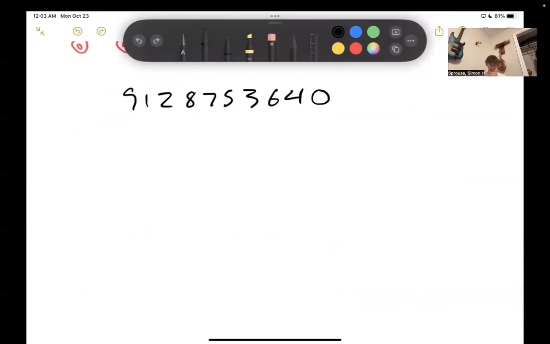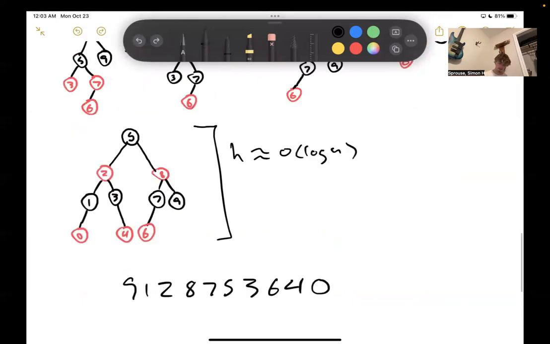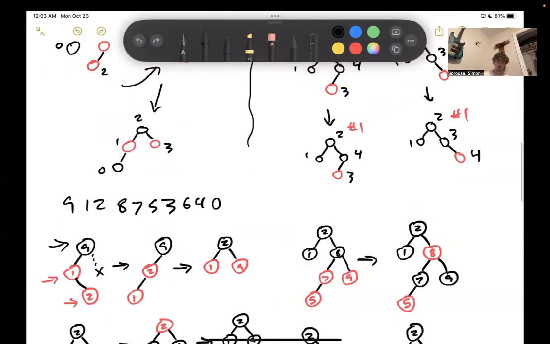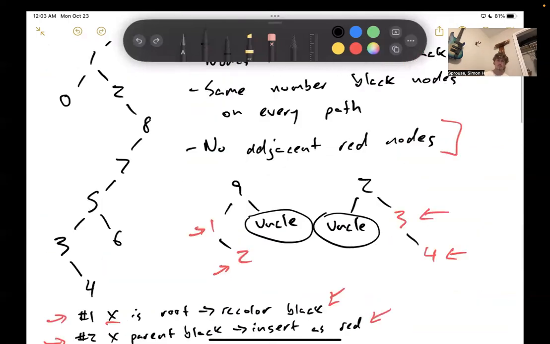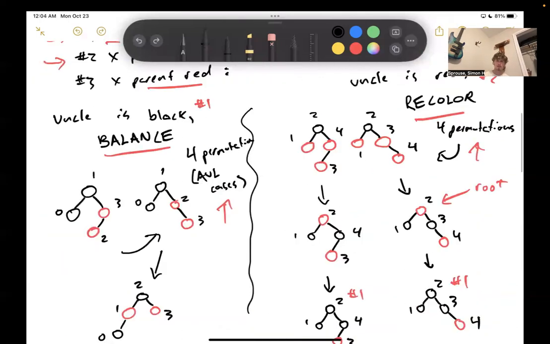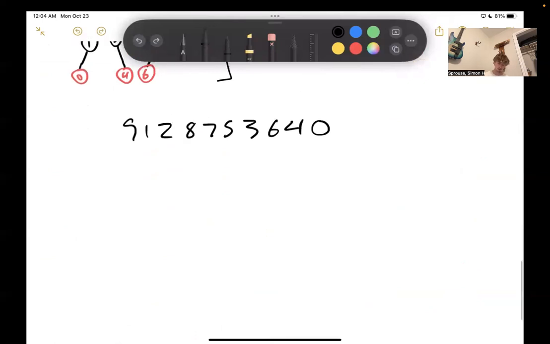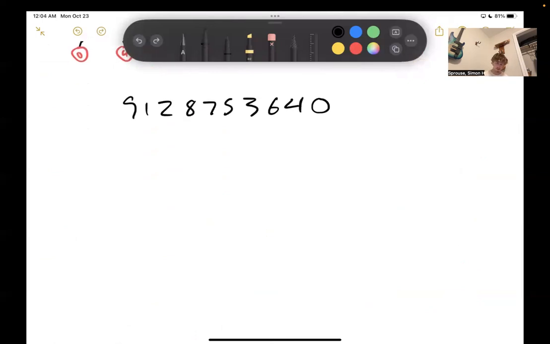Now I'm going to speed run 2-4 trees. So I think if you can get red black trees, you can get 2-4 trees. This is definitely a lot more complicated than a 2-4 tree. 2-4 trees are going to be like a nice breath of fresh air. So let's do this quickly.